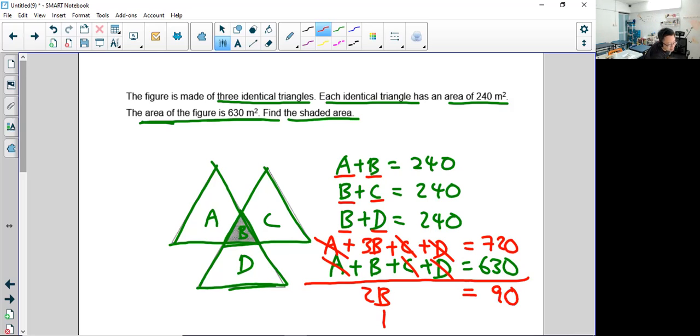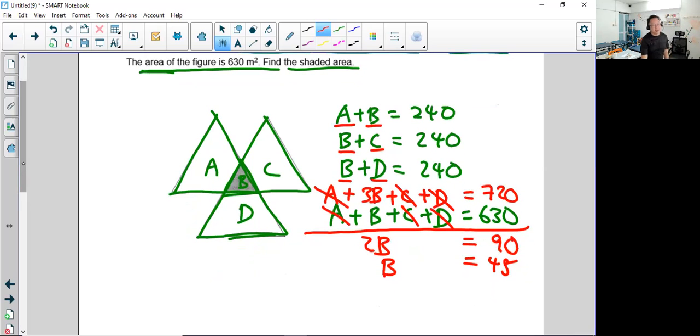So what's B? What's the area of B? So 90 divided by 2, the area of B must be 45 cm squared. And that is your shaded area. So you solve the problem using the ABC method again, right? ABC method. So you can see that without the method, it's quite hard to solve.